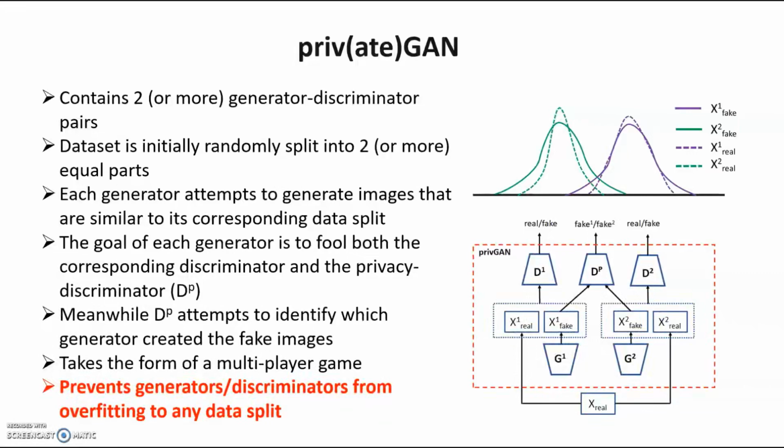The goal of the generator is now to fool not just its corresponding discriminator, but an additional module called the privacy discriminator. The privacy discriminator looks at synthetic data generated from different generators and tries to tell them apart. And the generator's goal is therefore to generate synthetic data that somehow has the characteristics of the overall data set and not just the portion it's being exposed to. So this takes the form of a multiplayer game, and it can be shown that the effect of adding the privacy discriminator is mathematically equivalent to providing a regularization of sorts, and it bounds the synthetic distributions learned by each generator. So the overall outcome of this process is that privGAN prevents generators and discriminators from overfitting to any data split.